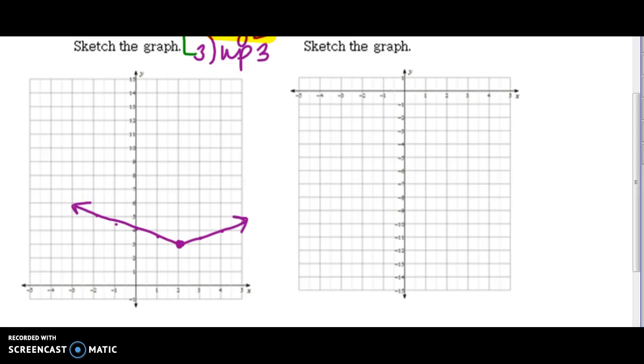Now, the last time I saw you on Thursday, some people were really bothered by the graph looking like it was bigger on one side than the other. That's because we have more room on the left to draw it than we do on the right. So just deal with that.